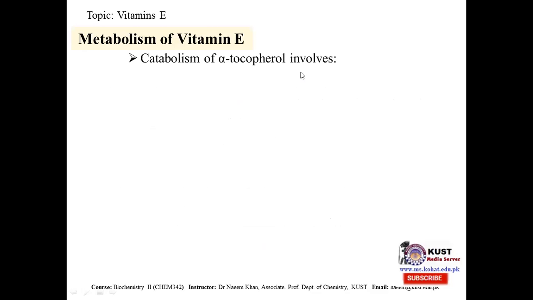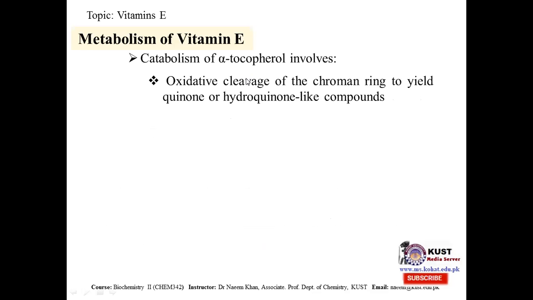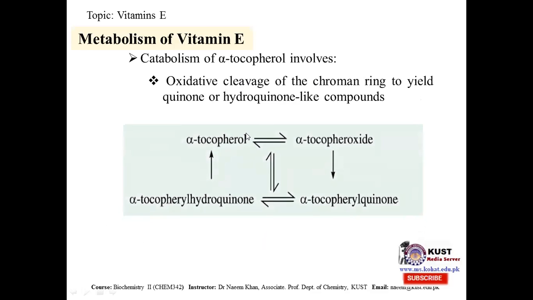Catabolism of alpha tocopherols. Oxidation of alpha tocopherols results in cleavage of the chromane ring to yield quinone or hydroquinone-like compounds. If the chromane ring is broken, it can be converted to the quinone or quinone derivative or hydroquinone derivative, which can be converted to tocopherol. This means that when the chromane ring is broken, tocopherol gives rise to the quinone or hydroquinone derivative. And this conversion is because of the breaking of the chromane ring.